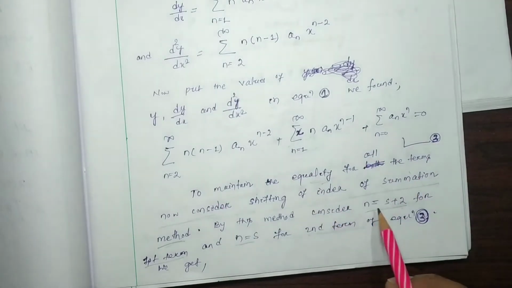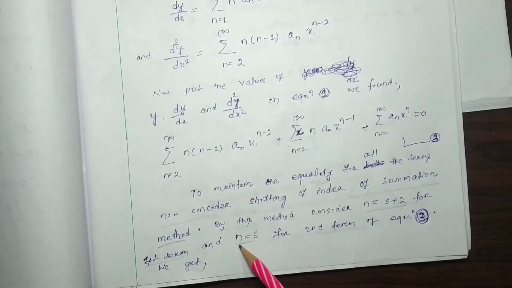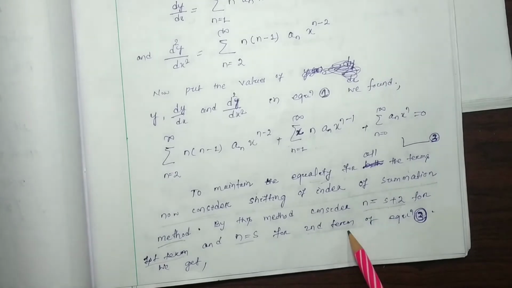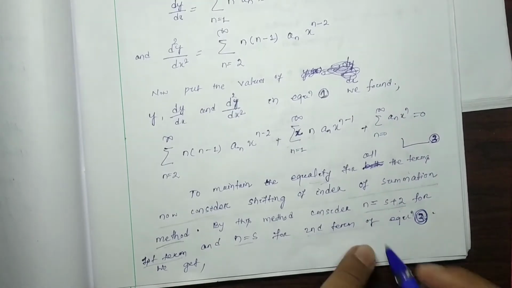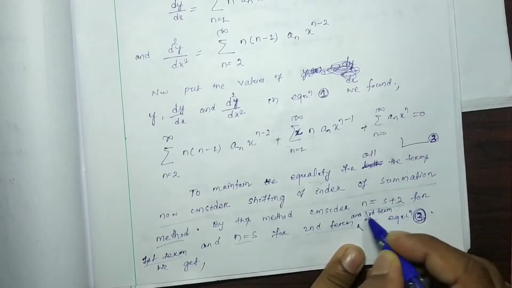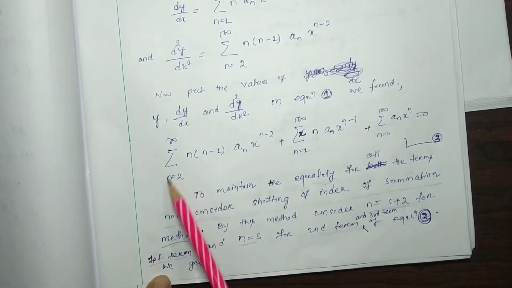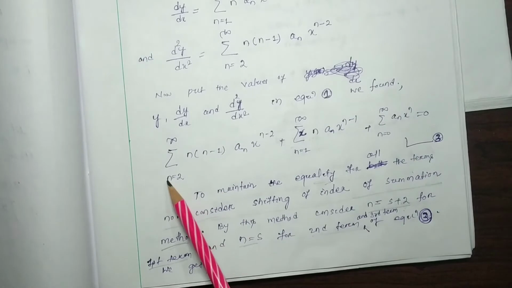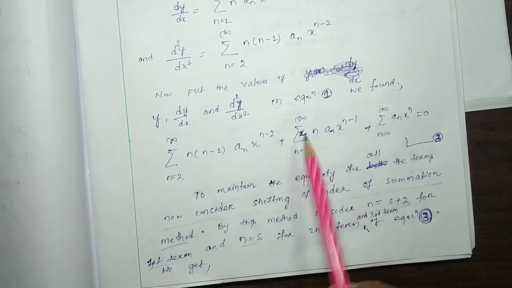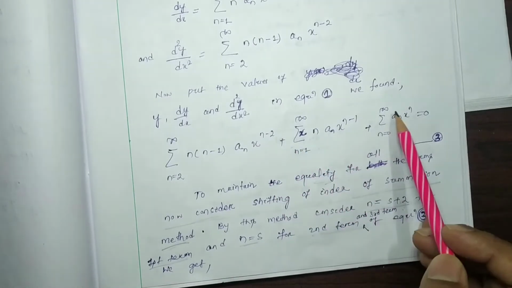So we have to consider n equal to s plus 2 for the first term, n equal to s for the second term, and n equal to s for the third term. Okay, to maintain the summation equality, since the summation here starts from 2, we have to write it in the form of equality, so that all the terms maintain the equality. The main thing is that we have to maintain the power of x for all the terms to be the same.